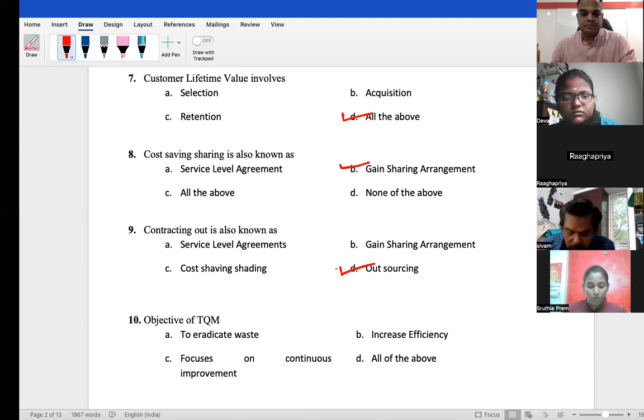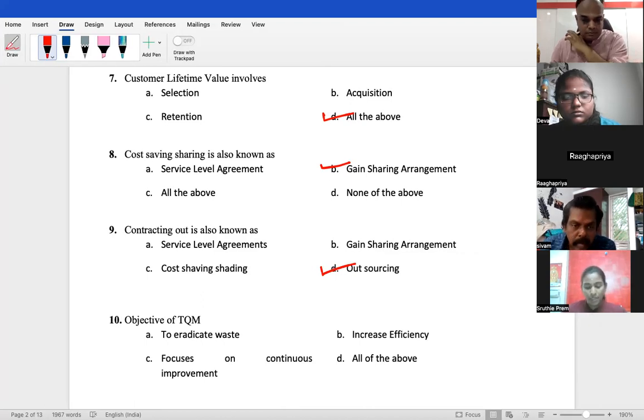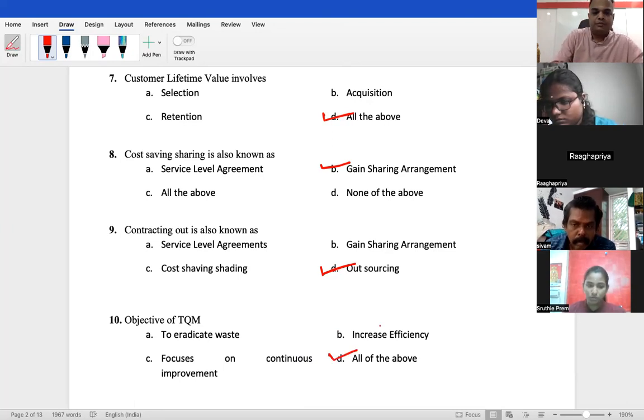Objective of TQM, option A, to eradicate waste, B, increase efficiency, C, focuses on continuous improvement, D, all of the above. All of the above. We want to eradicate the wastage, increase efficiency, and focus on continuous improvement. Therefore, all three points are objectives of TQM. Good.